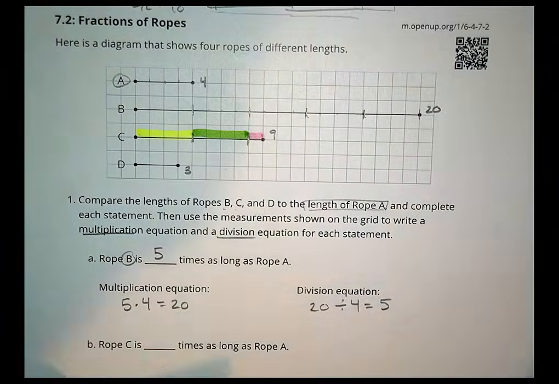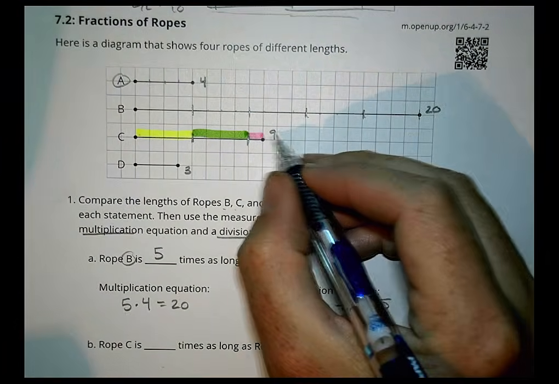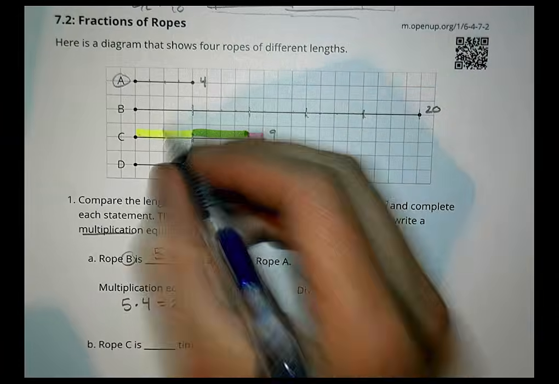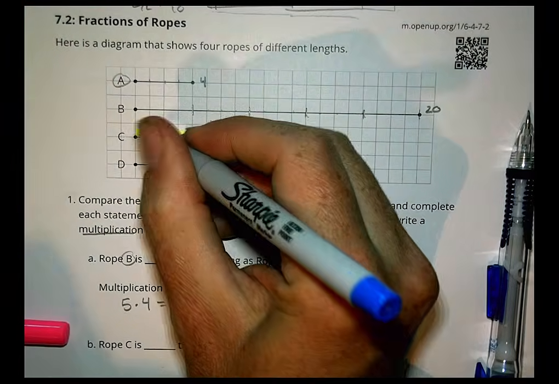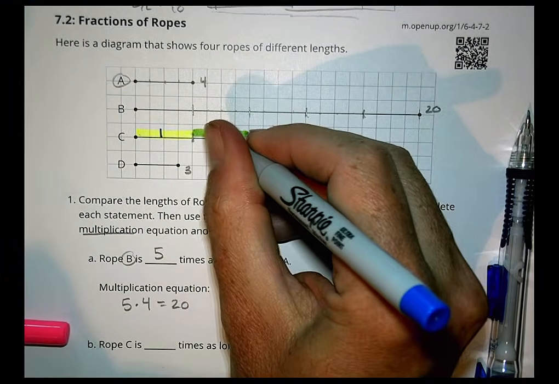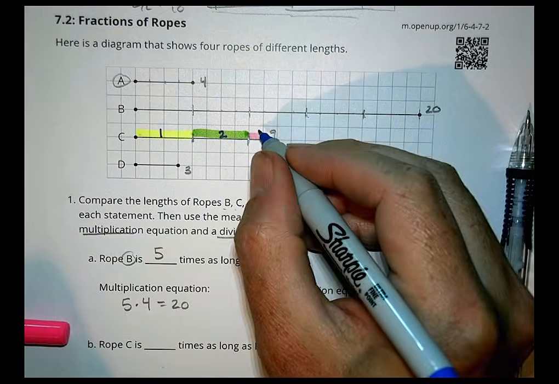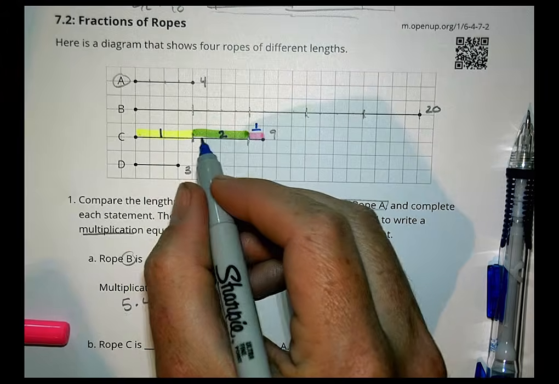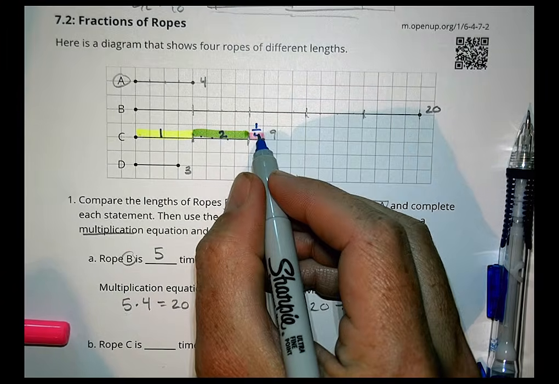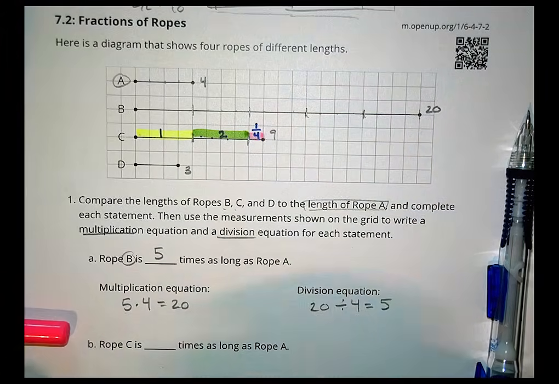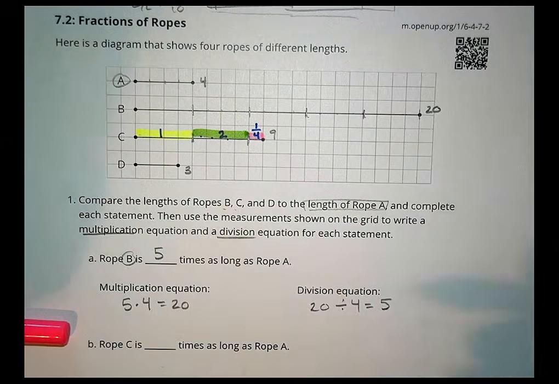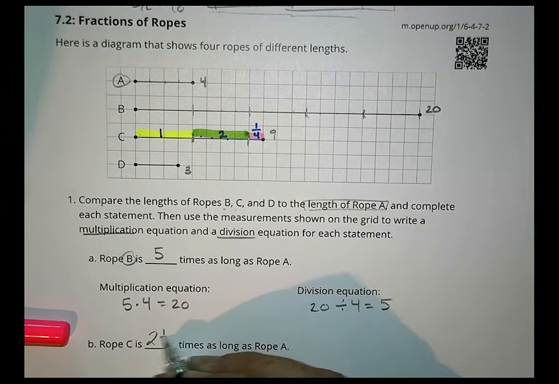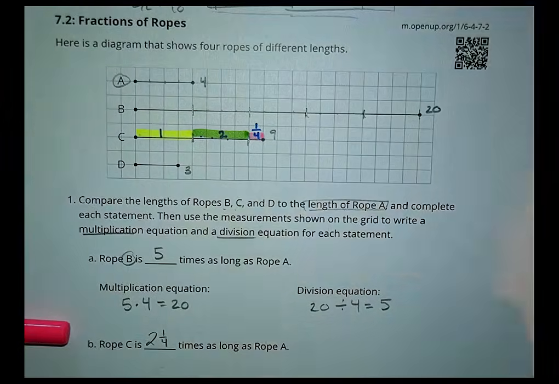And remember from our last lesson, we know that that extra piece is 1. Well, this becomes, let's write this out here. This is 1 times as many. Here's another times as many. And this one is going to be 1 out of how many are in each segment? 1, 2, 3, 4. So that's a 1/4. So we would say that rope C is 2 1/4 times as long as A.